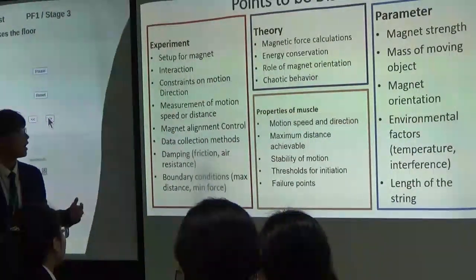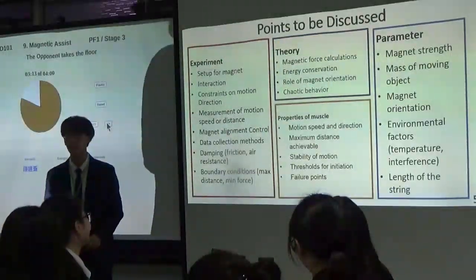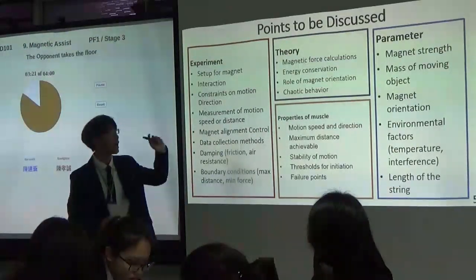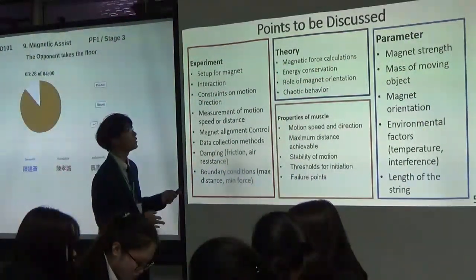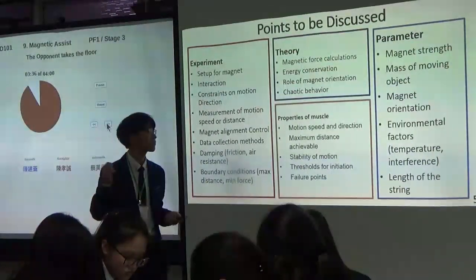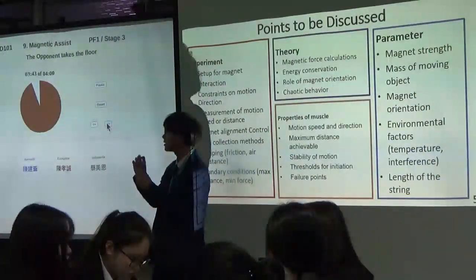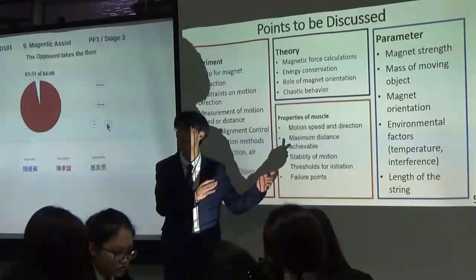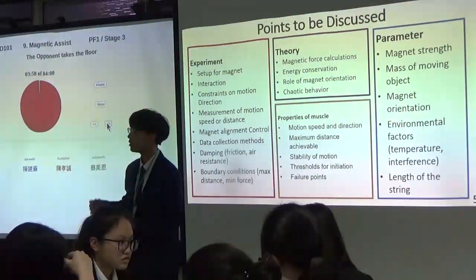And we would also like to talk about some possible damping effects, which would include friction and air resistance. And we also like to talk about the boundary conditions that the opponent didn't really understand in a question previously. And for theory, we would like to mainly talk about the chaotic behavior of the magnets, and the energy conservation and the transformation between energy. And for the parameters, we would like to talk about the magnetic strength, how it has changed the phenomenon, the mass of the moving object, how this will affect the phenomenon, and the magnet orientation, meaning the spinning of the magnet itself. And also some relevant environmental factors: if we alter these environmental factors, how would they change the phenomenon? And we also talk about the length of the string. And we would like to start our discussion.